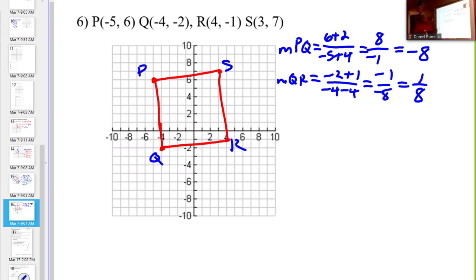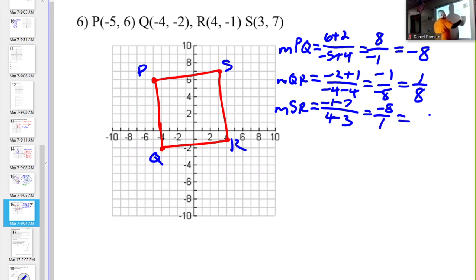Negative reciprocals. So now the slope of SR. The slope of SR is negative 1 minus 7 over 4 minus 3, negative 8 over 1, which is negative 8. That's nice. Also, we've already proven that PQ and SR are parallel.